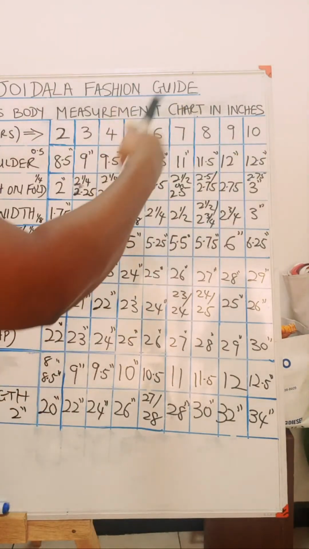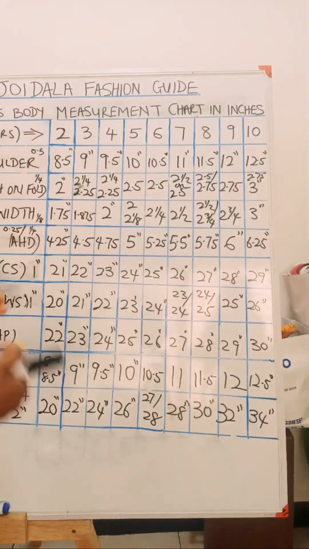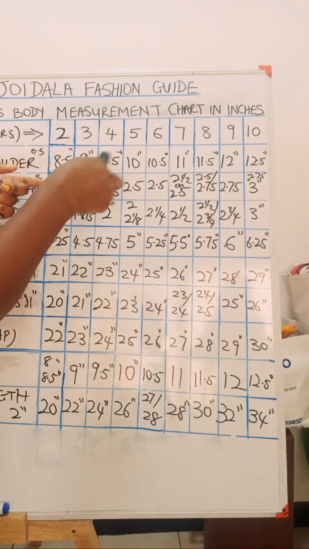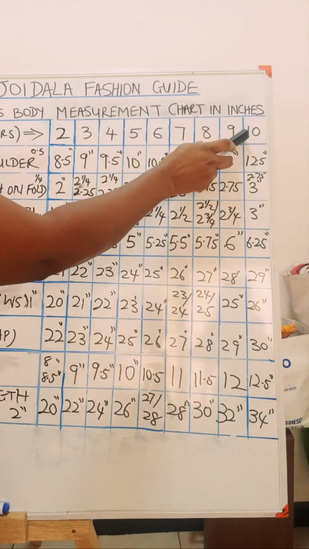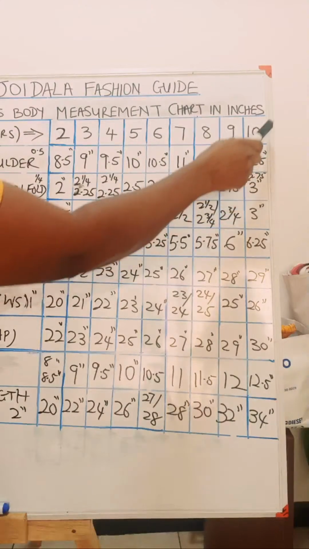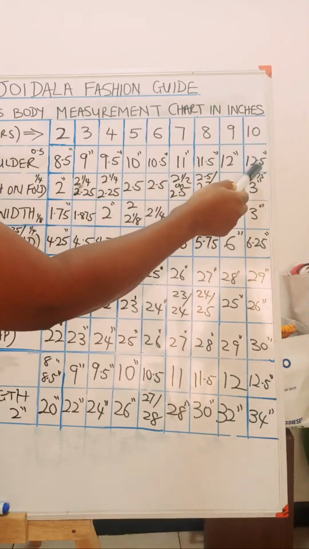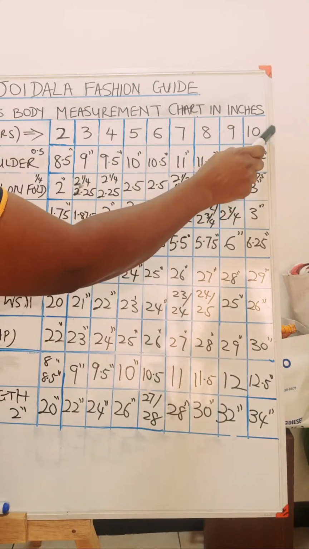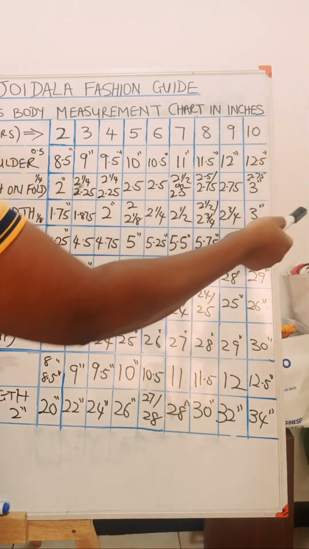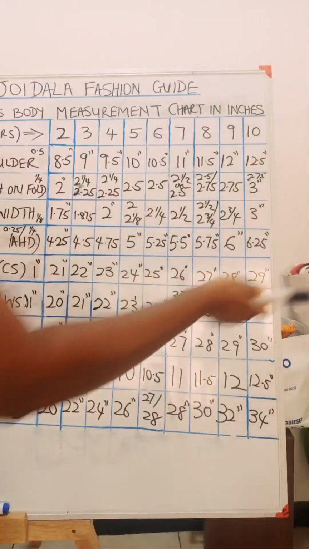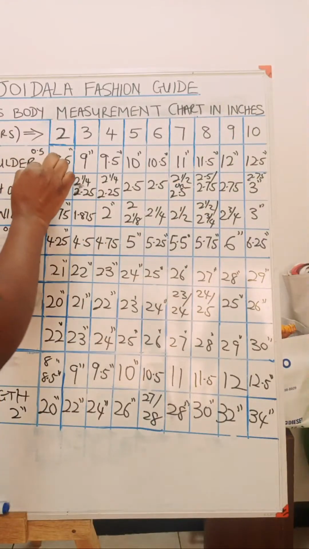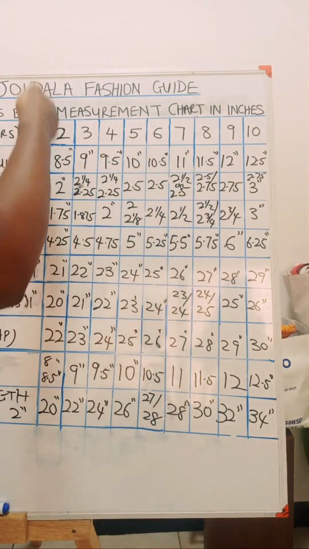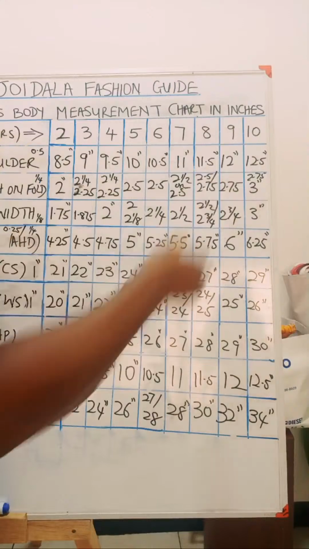So as the ages progress, we are adding half inch to the measurement. That means for 10 years now, we have 12.5. For 11 years, just add half inch to 12.5, and then you have 13. And then for 12 years, just add half inch to that, and then you have 13 and a half. So that is one thing to note about the chart. There's an increase of half inch.